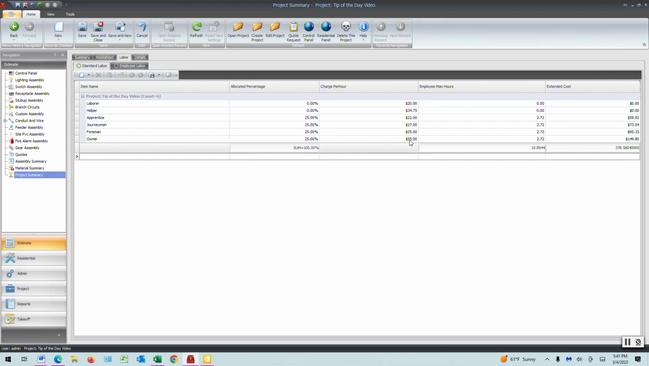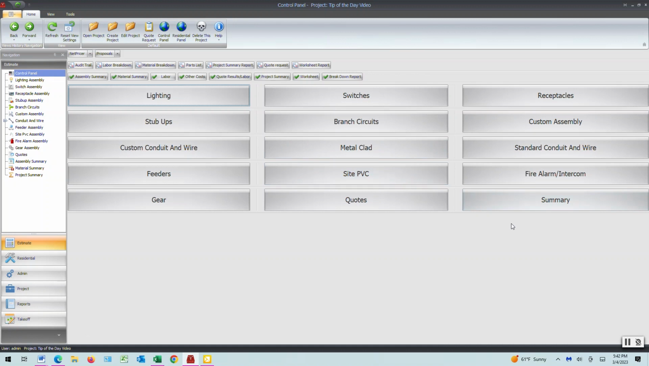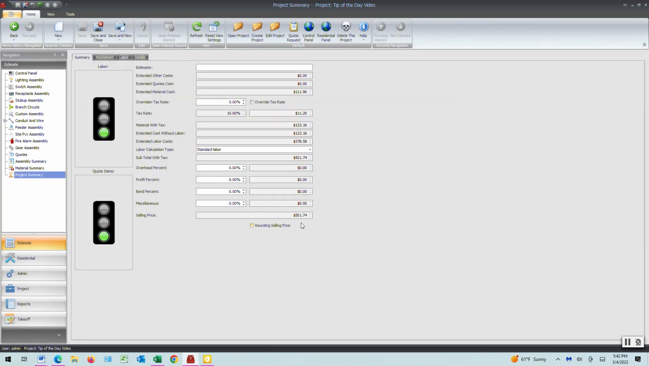So they have a guy making 55, 35, 27, and 22. They've entered 4 rates of pay, and they've used 4 different allocations. 25 4 times equals 100. So you would hit save and close, go to your summary sheet, and you have $501.74 as the final price.